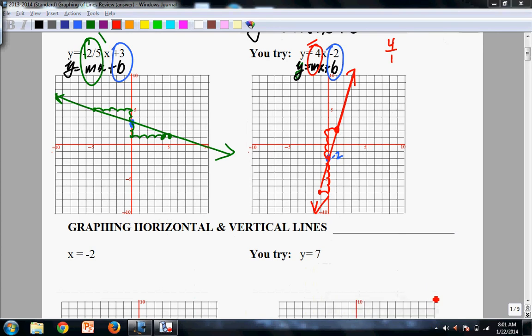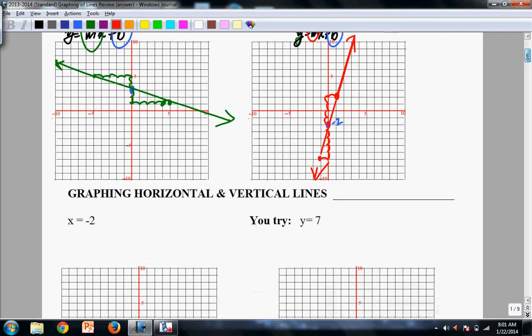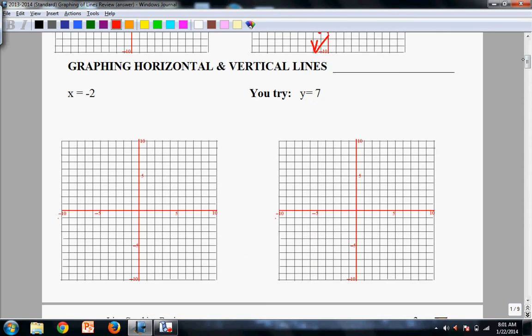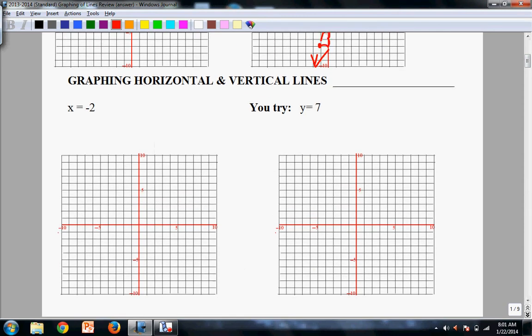Now, this one, shockingly, I had several people get this wrong in the final, so let me go through this real quick. Graphing horizontal and vertical lines. So just write x equals and y equals, and we'll tell you which one's which in a moment. When you have x equals and y equals, they are both either a horizontal or a vertical line. So let me show you.